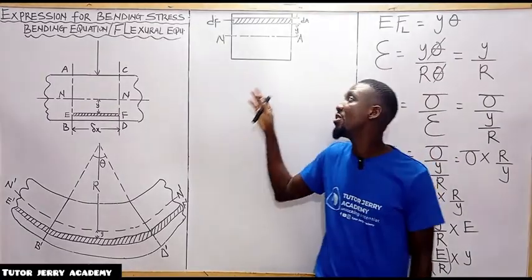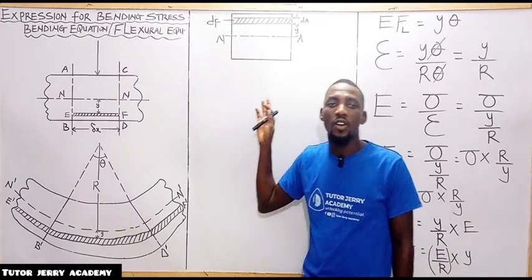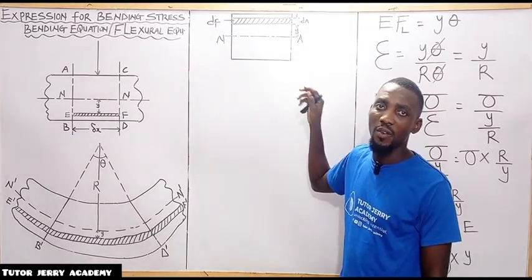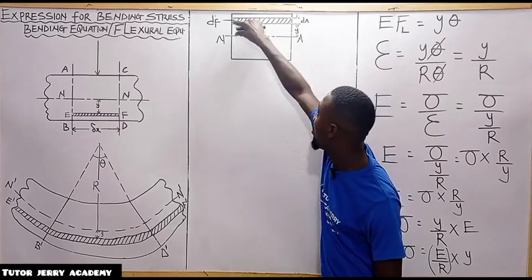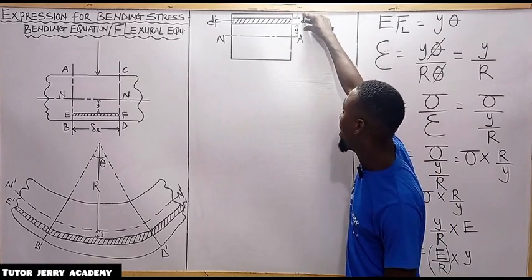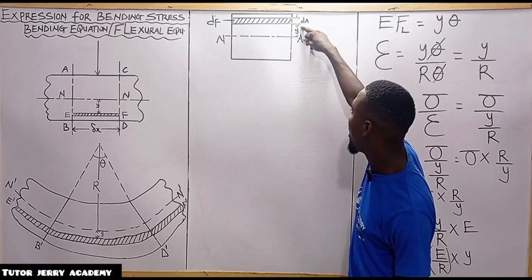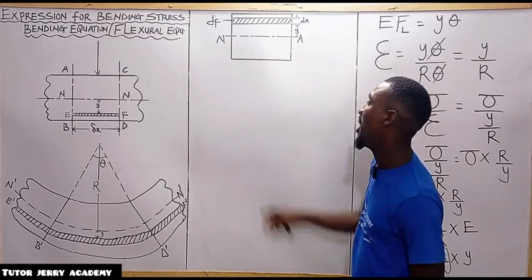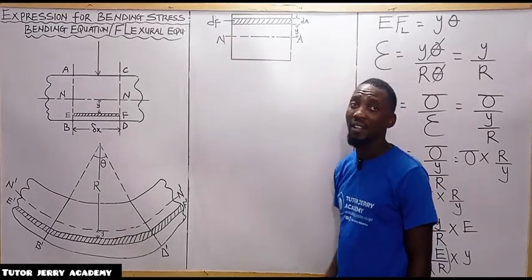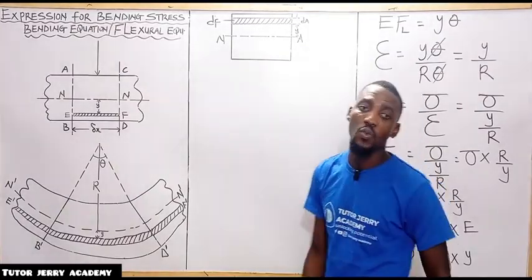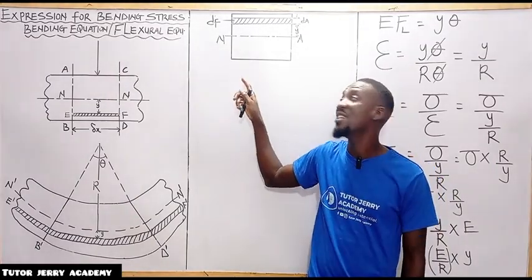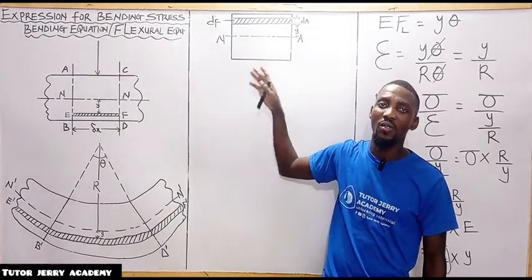So we are considering the cross section of a beam as a rectangular section, and we are considering a strip of this rectangular section, of which the area is dA, and at a distance y from the neutral axis, and here is the force that is acting on the strip. So we want to consider the force acting on this elemental strip that we are considering from this rectangular section.